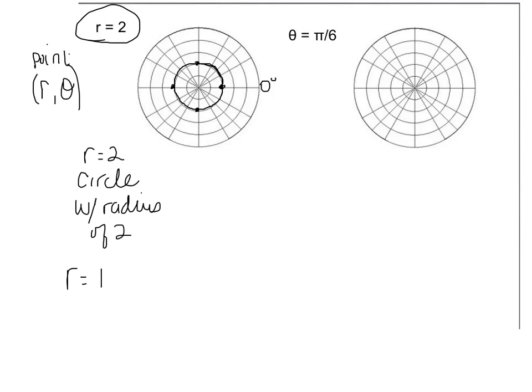r equals 1.5 would also be a circle with a radius of 1.5. So it's just a circle. So no angles, just the radius is always 2.